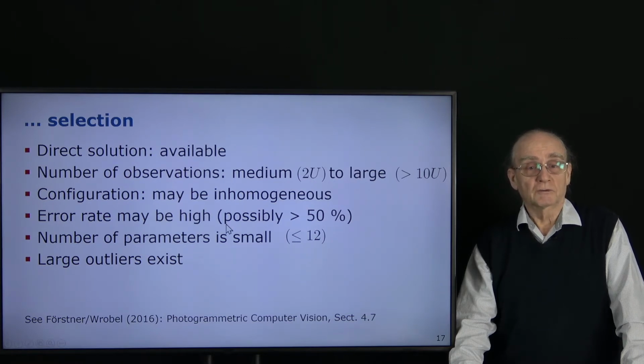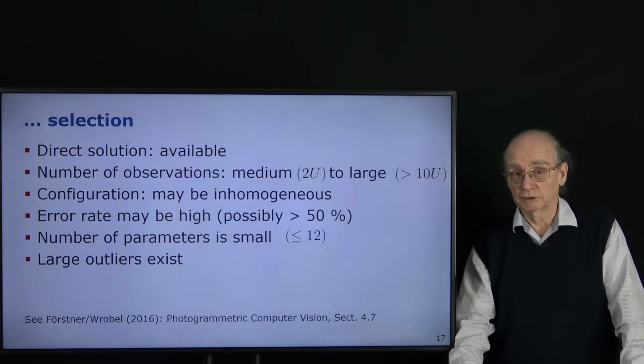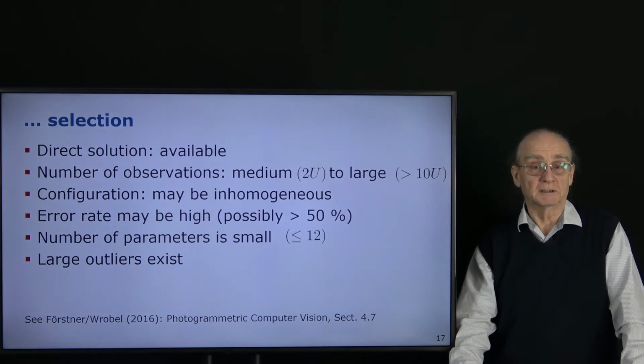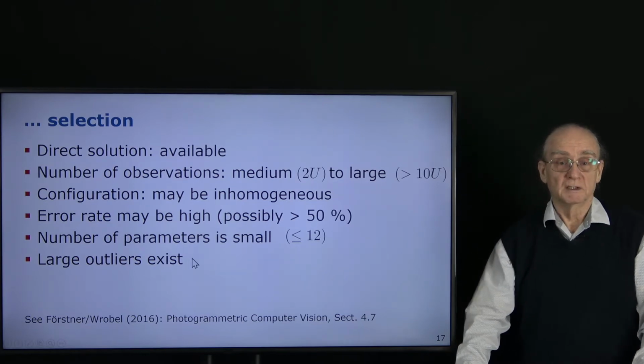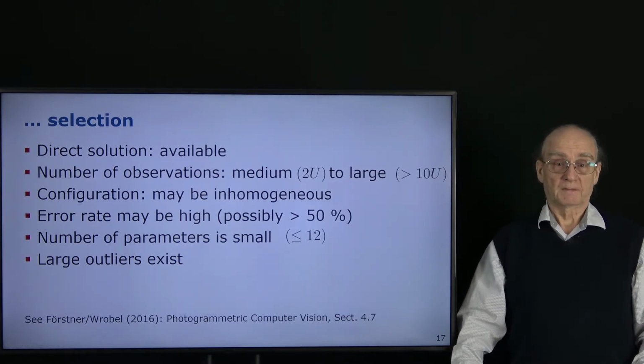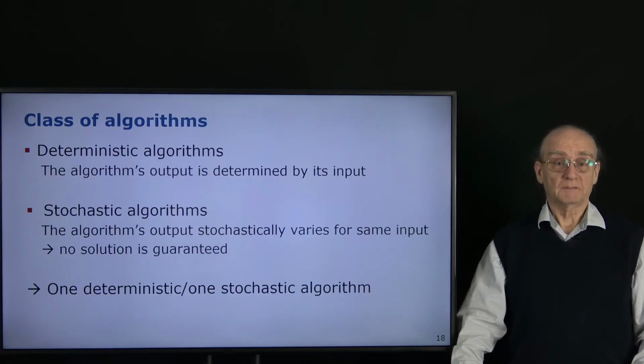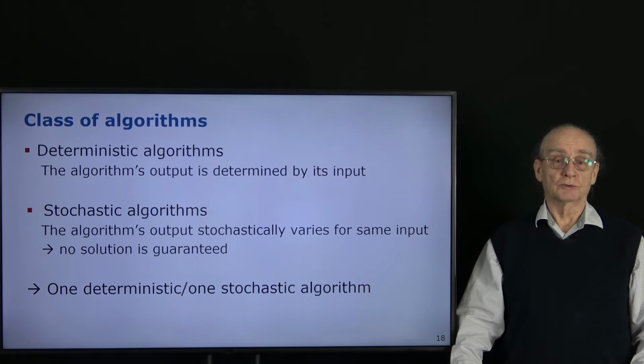We assume that the error rate may be high, possibly, and we will see that this is possible under certain conditions, possibly above 50%. And we assume that the number of parameters is small, let's say below a dozen, and there exist large outliers. So these are, so to say, the boundary conditions where these two methods may work, or are intended to work. We will see that there is a possibility to distinguish these two algorithms, which I show you.